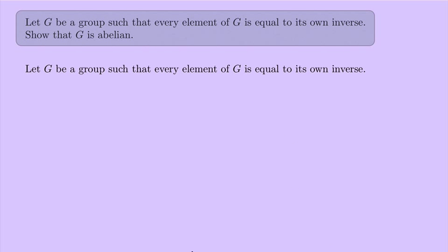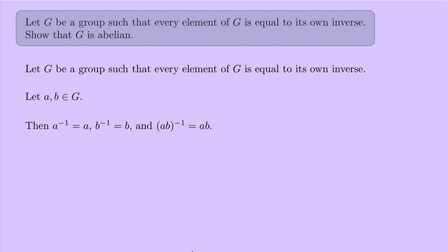To start out, we should probably say something like, let G be a group such that every element of G is equal to its own inverse, just something to set the stage here. And again, make sure you always use complete sentences in your proof. Next, we should probably say that we have two elements, A and B, that are in G.